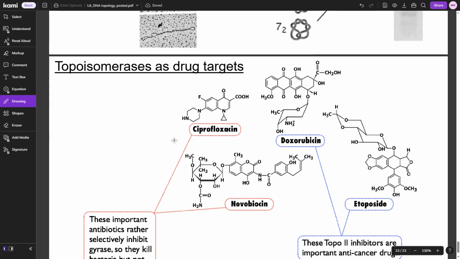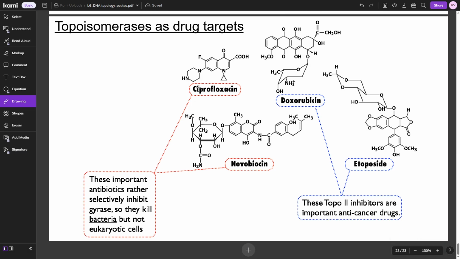And this is a nice little slide just to talk about topoisomerases as drug targets. So topoisomerases are actually very important for DNA replication. And so the thought process behind these drugs is that by blocking topoisomerases, DNA replication can't occur. And so if DNA replication can't occur, then the cell can't divide, and that's inherently what cancer is, right? Uncontrolled cell division. And so no cell division means no cancer.